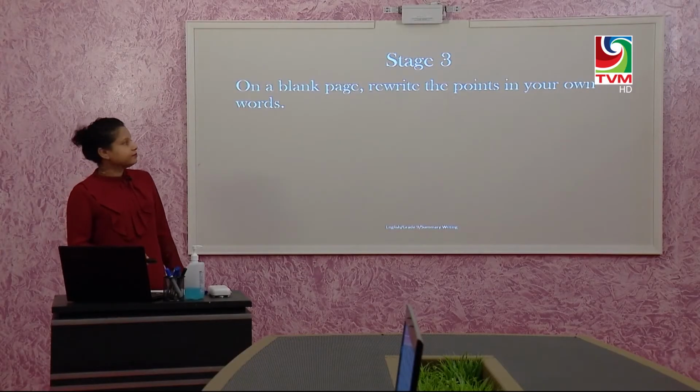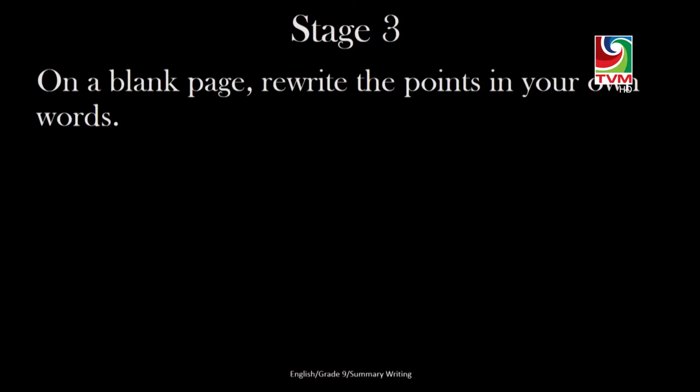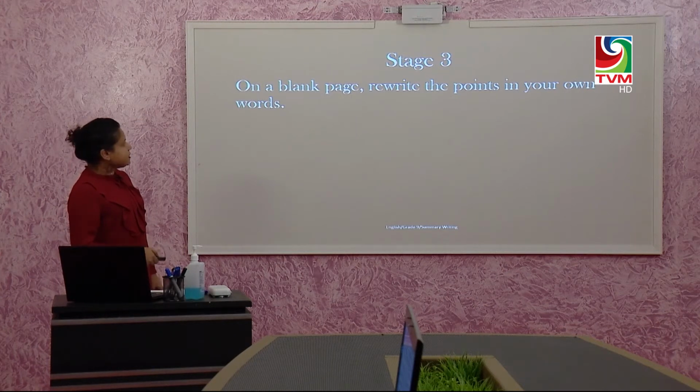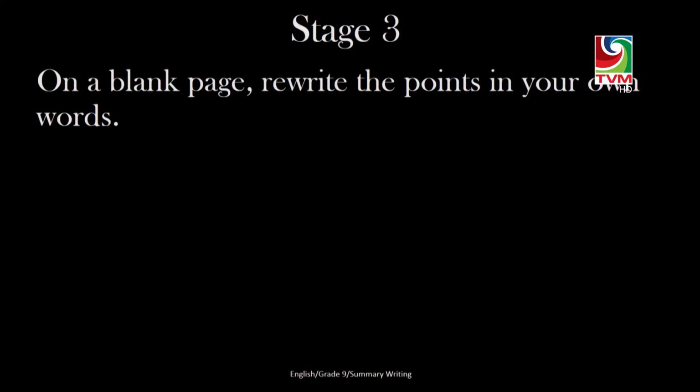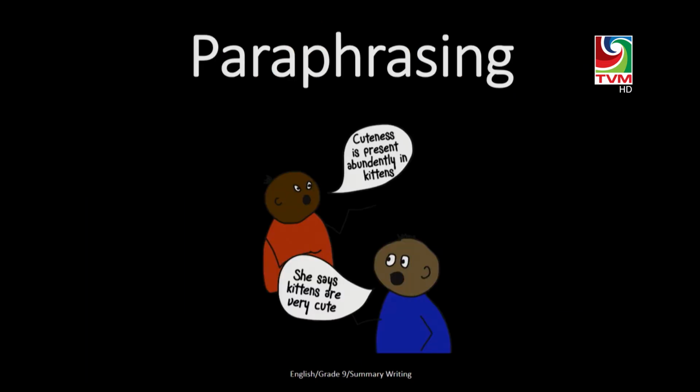So we are done with stage 1 and 2. So let's look at stage 3. On a blank page, rewrite the points in your own words. Now remember, we have already underlined the points. The points are underlined. So now it's time to rewrite them in our own words. You can do this on a blank page, or if you have space below the passage, you can do it there. So rewriting points in your own words.